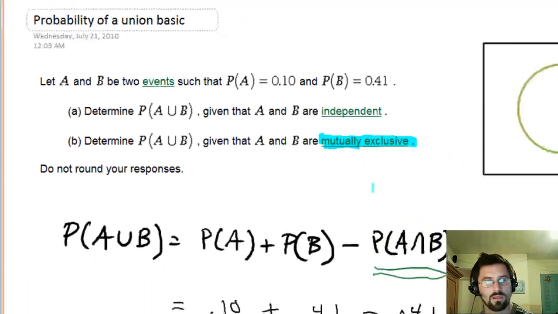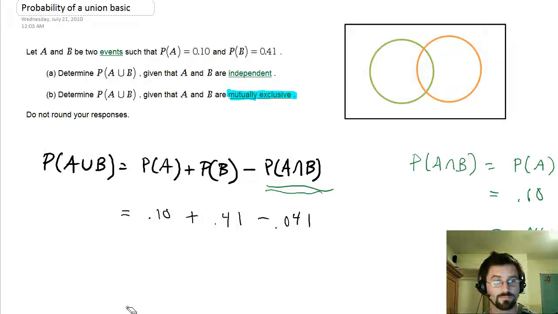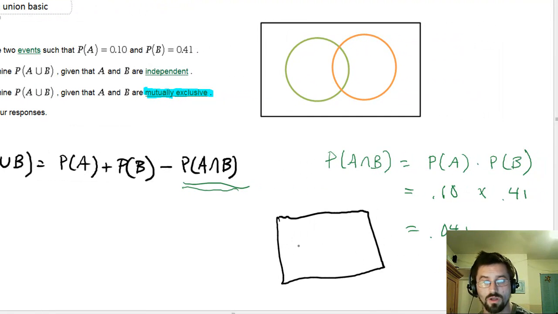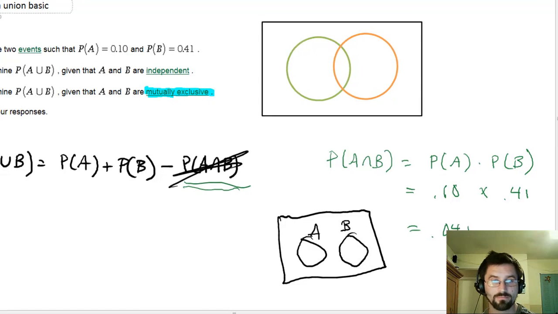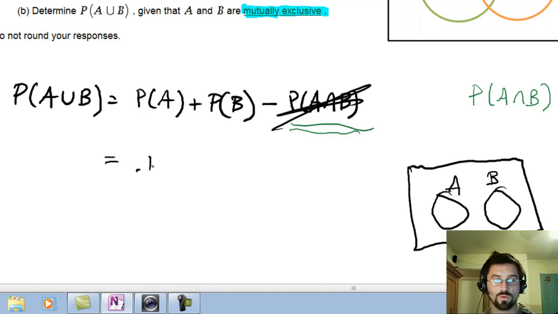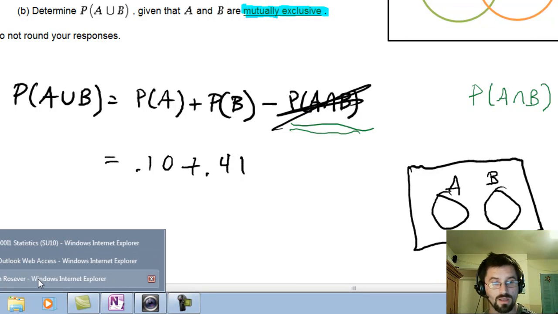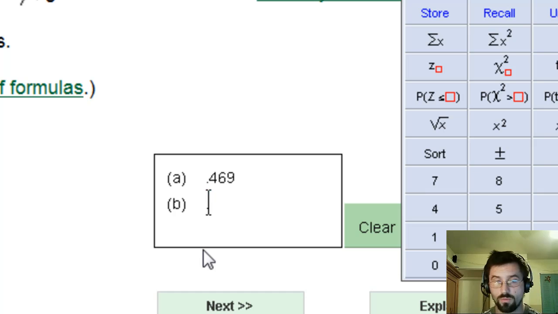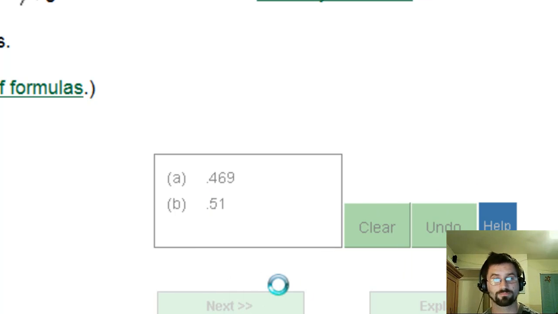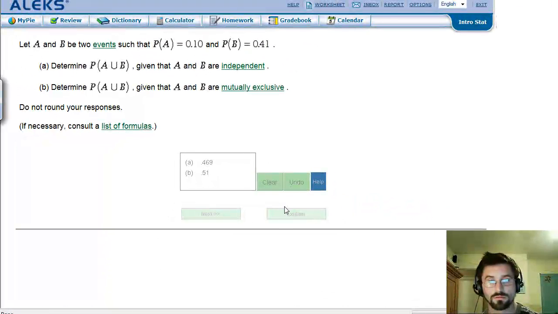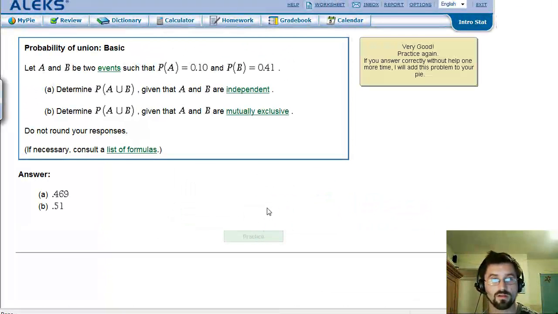Okay, and when events are mutually exclusive, there is no overlap. So the answer to the union, you could think of it as a very simple picture with two disjoint circles, where here's A and here's B. The probability of A or B occurring is simply P of A plus P of B. So it's 0.10 plus 0.41. And that's it. So it's 0.51. We don't even need a calculator for that. We just type in 0.51, we hit next, and it tells us, very good, practice again.